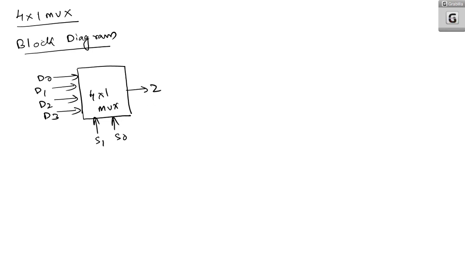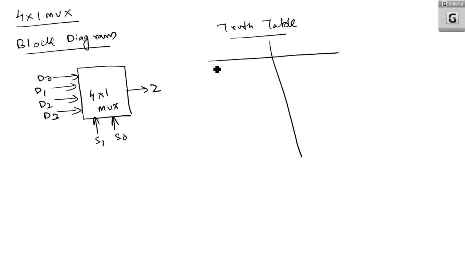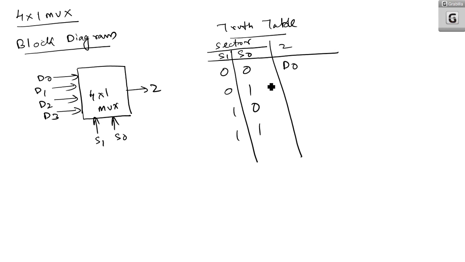Now if you are drawing the truth table of this 4x1 mux, it will look like this. Here you have the output Z. So S1, S0. You have 0 0, 0 1, 1 0, 1 1. If 0 and 0 comes, D0 will be selected. If 0 and 1 comes, D1 will be selected. This is D2 and this comes D3.